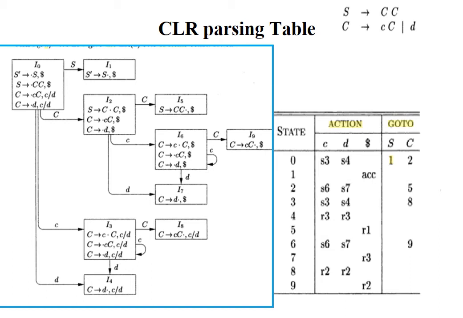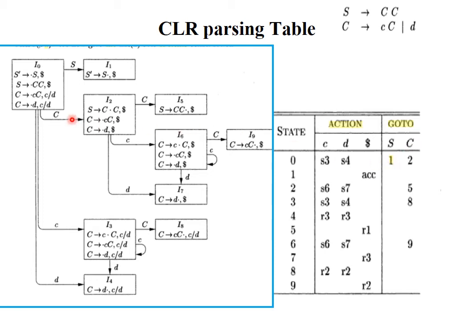Here under 0, that is I0, wherever the go to goes: I0 on capital S goes to I1, so under the go to part we can write 1. Under the go to part of 0 under capital C, we can write 2. In the case of the small c terminal, I0 on small c goes to I3, so we write S3. Then I0 on small d goes to I4, so 0 under d, S4.